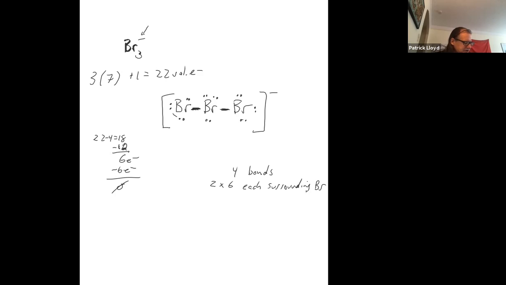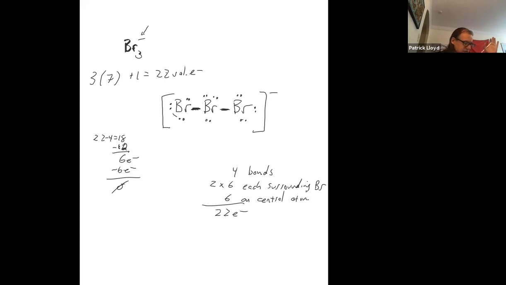Let me make sure. 7 times 3 is 21 plus 1 is 22. 22 minus 4 is 18. 18 minus 12 is 6. So now you've got to put 6 on the central atom. Okay, so that's 22 electrons. Okay, so I've distributed the electrons.